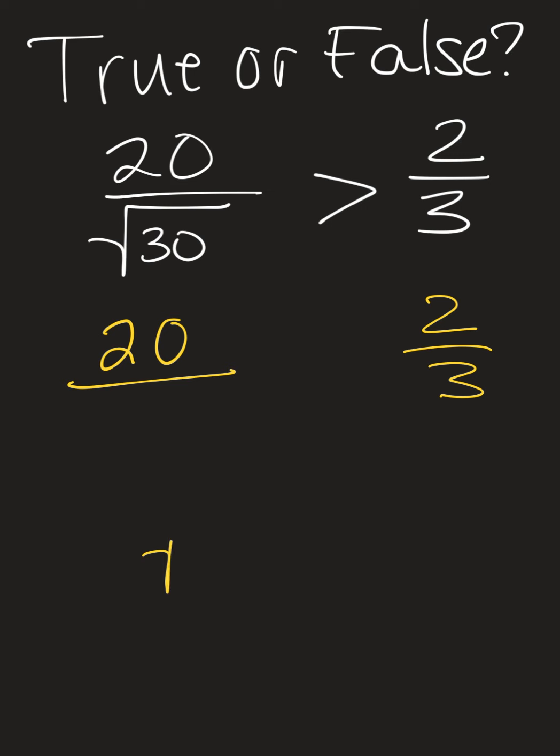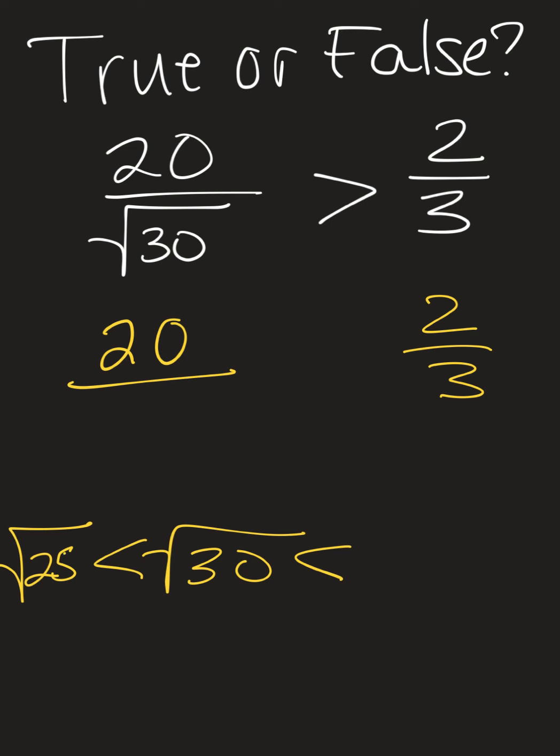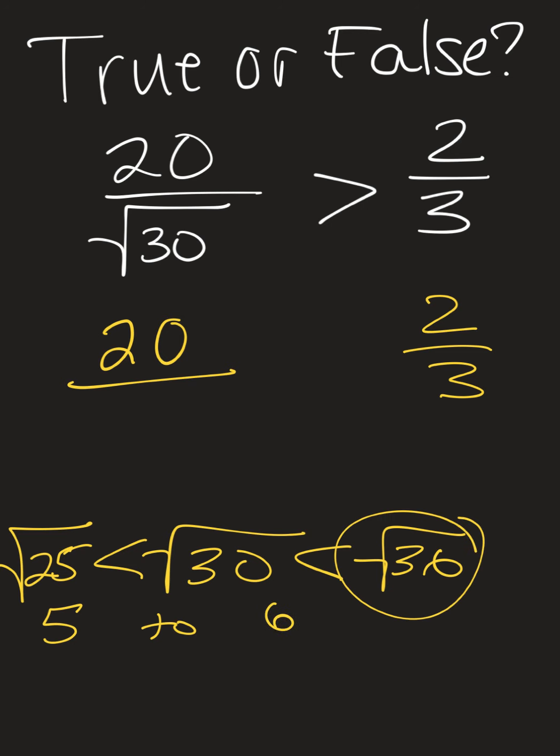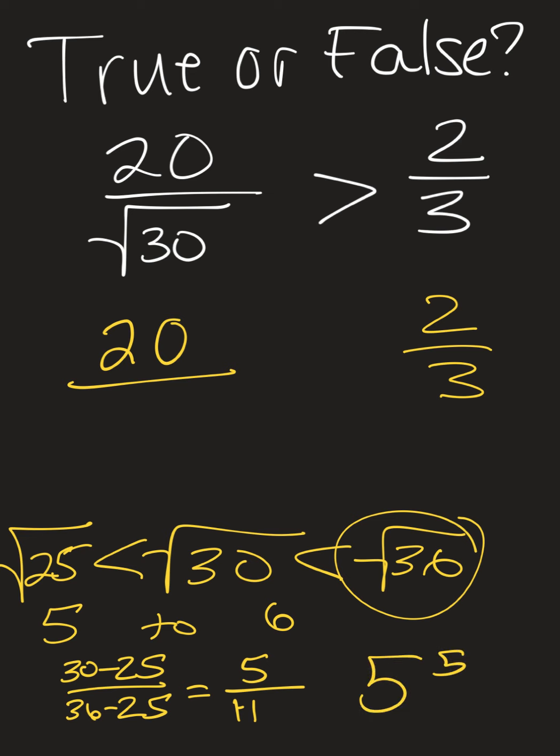Okay. The square root of 30 is between the square root of 25 and the square root of 36. So this number should be between 5 and 6. To narrow it down a little bit more, I'm going to simplify. This is going to be my fraction form: 30 minus 25 in the numerator, and 36 minus 25 in the denominator. I end up with 5 over 11. So the square root of 30 is approximately 5 and 5/11.